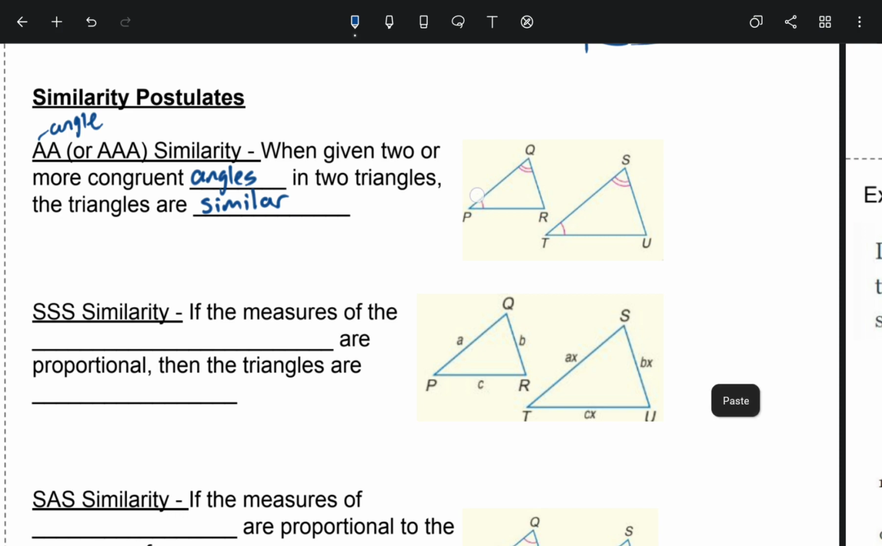So for example, over here we are told that P and T are congruent. And Q and S are congruent. If you're given two pairs of congruent angles, then we know the triangles are similar. And you only need two angles because you can easily find a third using the angle sum theorem. So two angles is enough to prove they are similar.